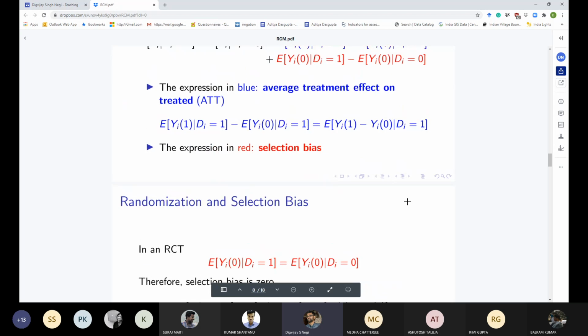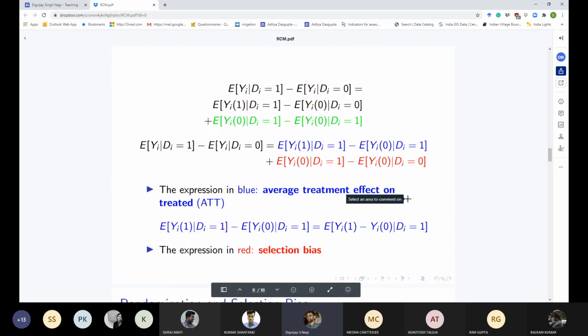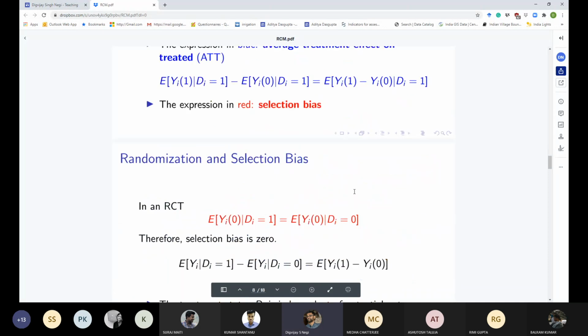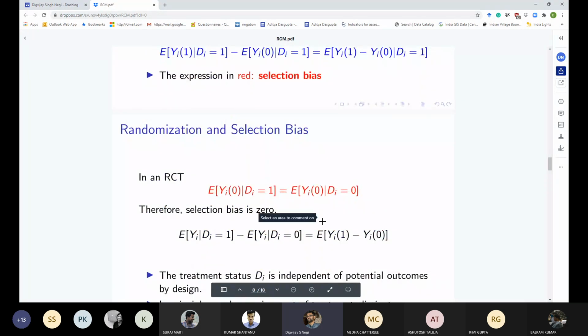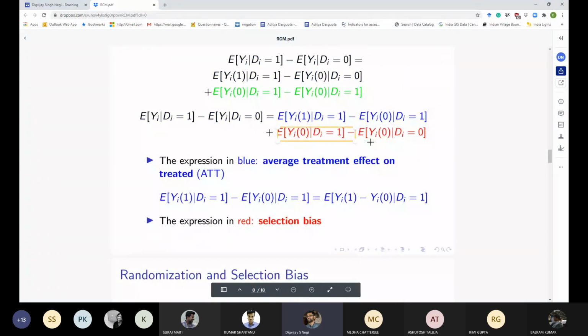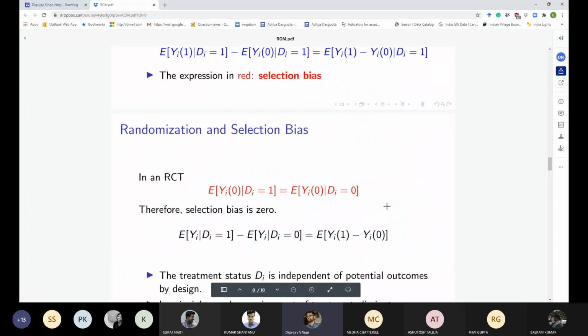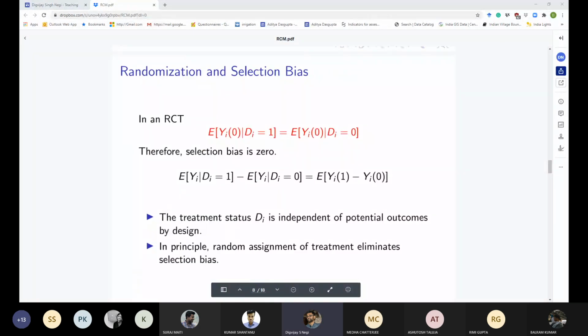So now we understand, hopefully, why an RCT, or randomized controlled trial, is considered the gold standard for causal analysis. It's because if the assignment of the treatment is done randomly, then a simple difference in averages would identify the treatment effect, where we will have no selection bias. This would be zero. Any questions?